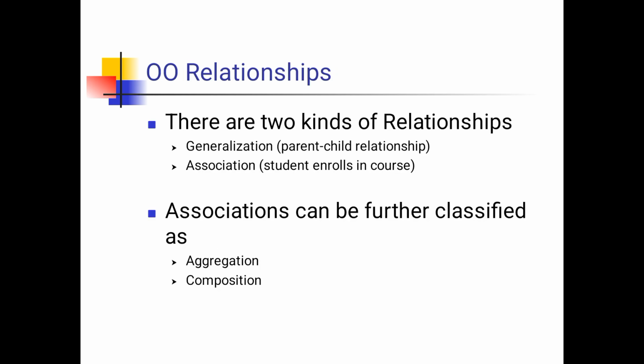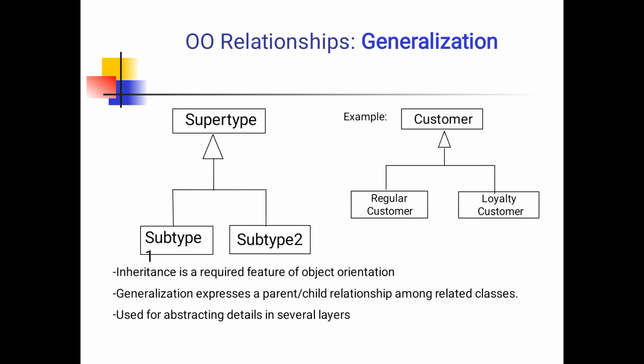Object-oriented relationships. There are two kinds of relationship. Generalization, that is a parent-child relationship. Association, for example a student enrolls in a course. An association is further classed as aggregation or composition. Object-oriented relationships, generalization: supertype, subtype 1 and subtype 2. That is called customer. Example: customer, regular customer and loyalty customer.